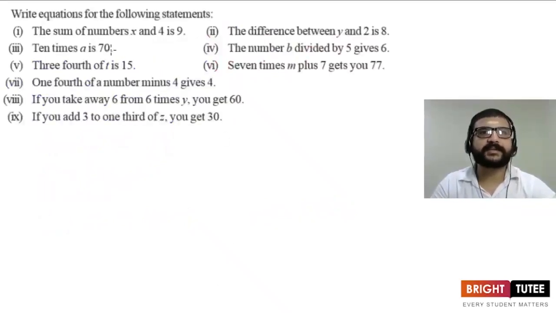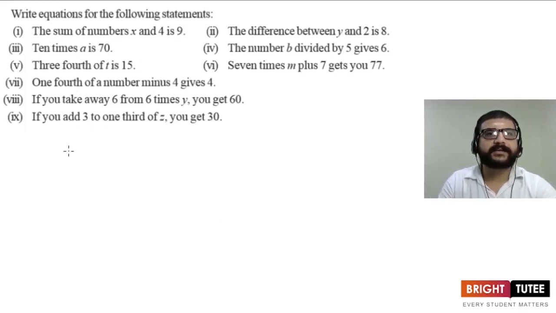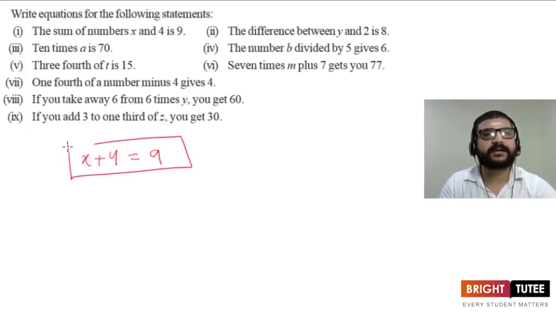Now we have a question in which we have to write equations for the following statements. So the first statement here is the sum of numbers x and 4 is 9. So what we have, sum of two numbers x and 4. So we can write it as x plus 4 and this is equal to 9. So this will be the equation for the first statement.